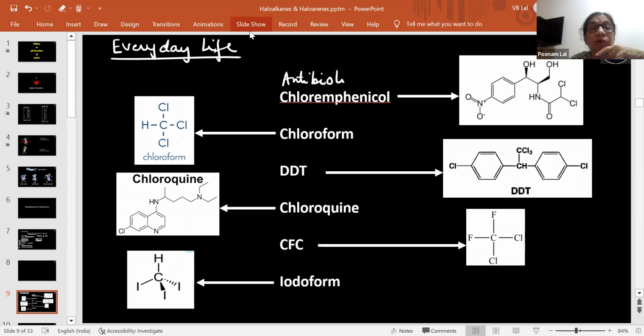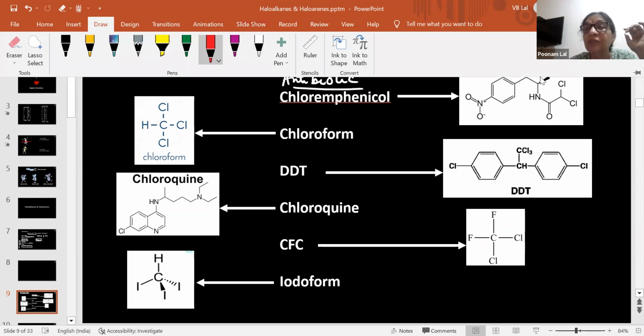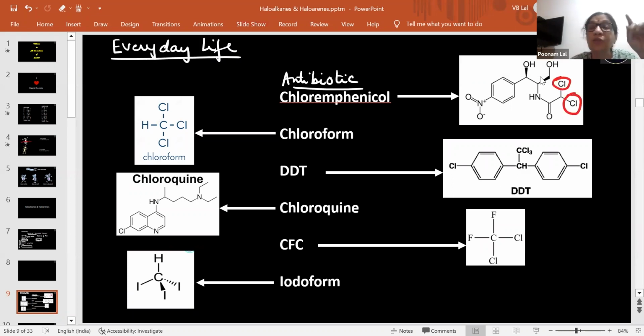Okay, a special antibiotic which is used for treatment of typhoid. People who get typhoid are given chloramphenicol, and in chloramphenicol you can see here a chlorine and a chlorine here. This chlorine is attached to the carbon here. So these are halogen derivatives. The halogen derivatives are those where in carbon compounds halogens are present. So here this is a halogen.